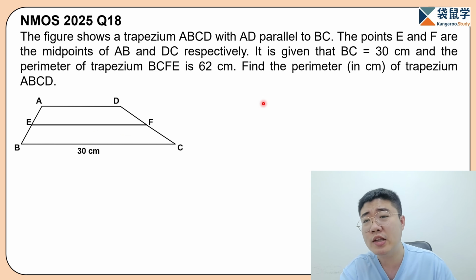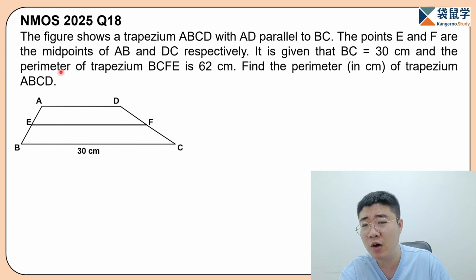Now, in this question, they tell us that the figure shows a trapezium ABCD with AD parallel to BC. The points E and F are the midpoints of AB and DC. So we can see AB is here, DC is here. E and F are the midpoints. Now it's given to us that BC is equal to 30 cm. This is already labeled in the figure.